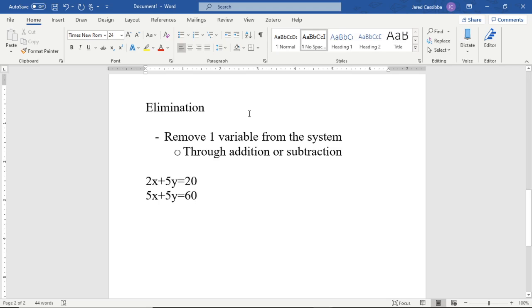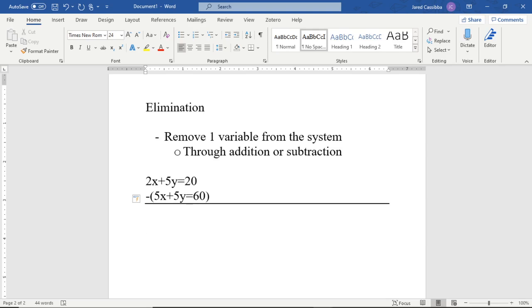To get one of these variables to go away, I need them to have the exact same number. So let's look at each one. Let's look at the x's first. I have a 2 and a 5. These numbers are not the same, not even close, so we're not going to work on those. At the y's, I have a 5 and I have a 5. These are exactly the same number, and they're both positive. So if I subtract the entire bottom from the top, I will remove the y's. That variable will be gone.